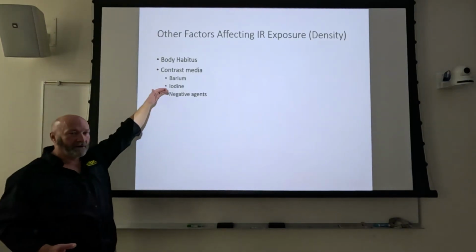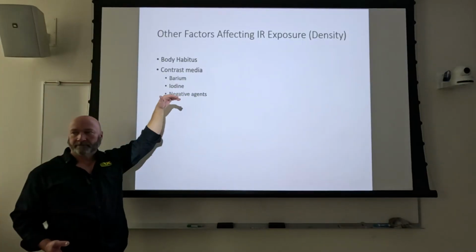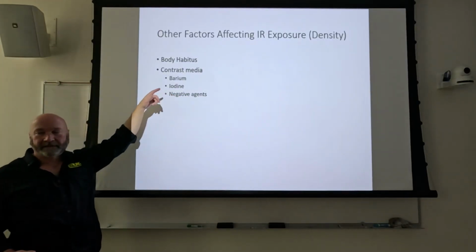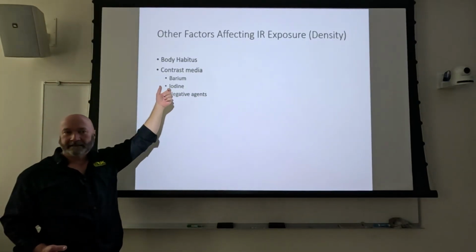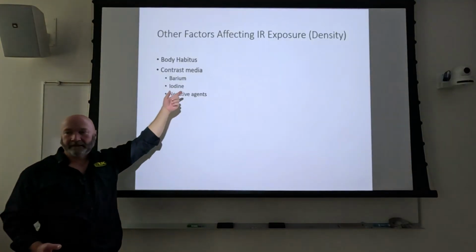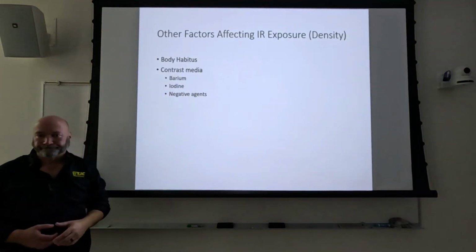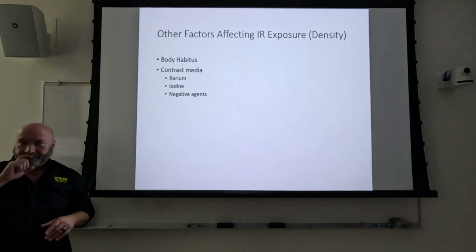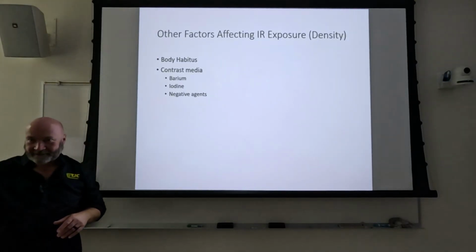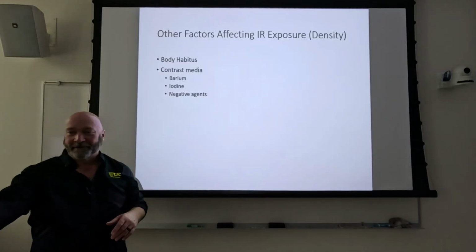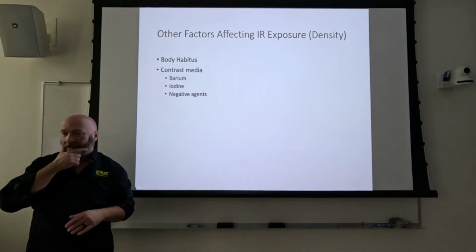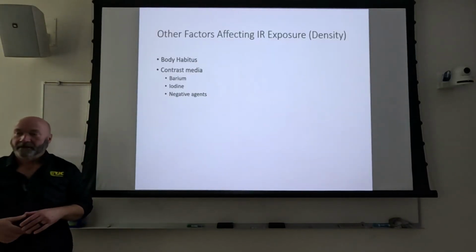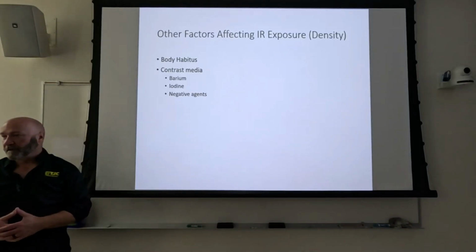So why does barium show up so much better than iodine if atomic number is the thing that absorbs more X-rays? Density? More dense? So, okay, let's explore that a little bit. By that, what do you say? More compact? Bingo. It's in solution, okay?